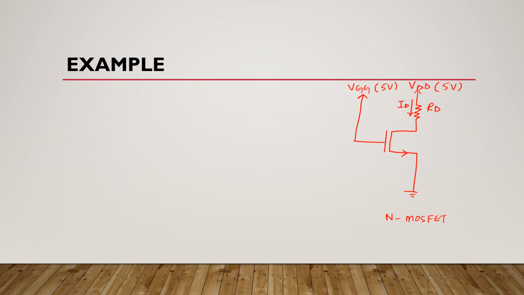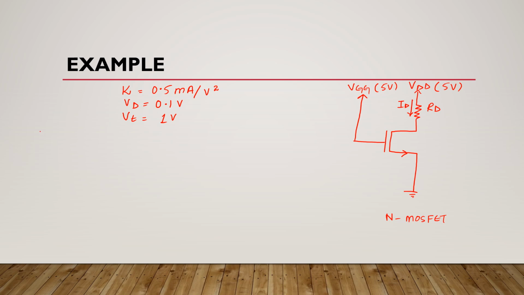Now if the value of K is 0.5 milliamperes per volt squared, the value of drain voltage is 0.1 volt, and the value of threshold voltage is 1 volt. Okay, now how are you going to start your analysis?